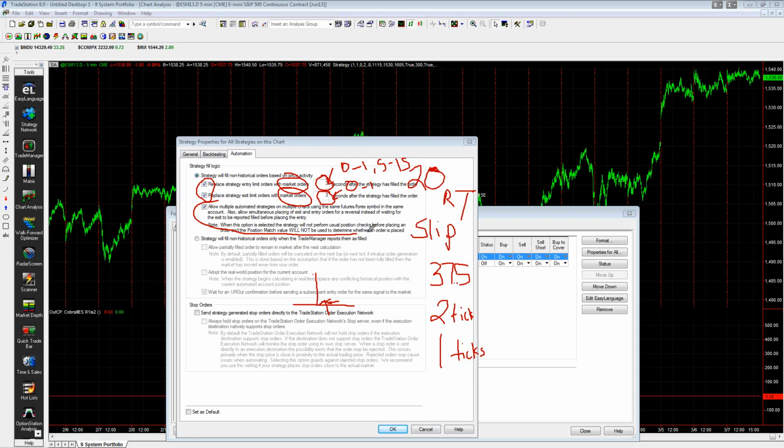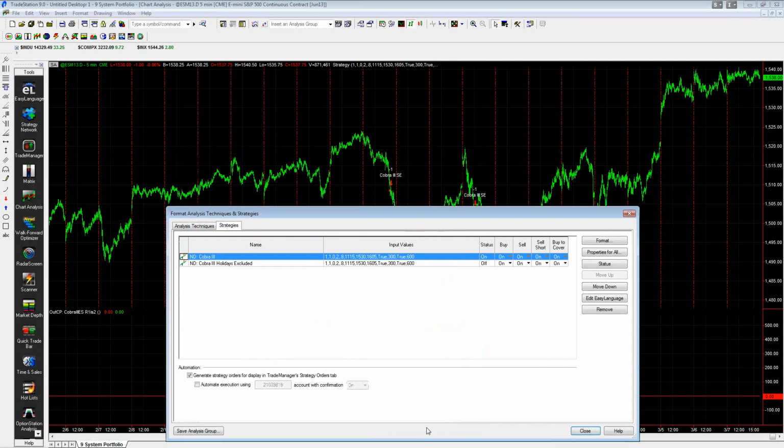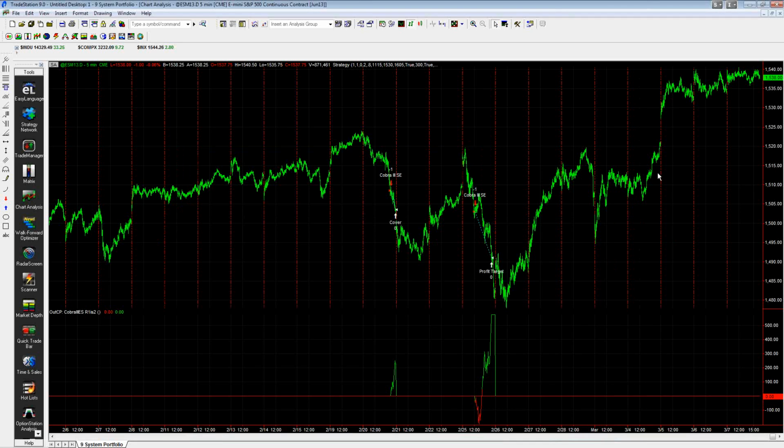You have to have this checked if you're going to automate more than one symbol, more than one of the same. If you have two E-mini S&P systems or two crude oil systems, you have to have this checked. It's going to give you an error. So make sure you check these three and then put in a number between 1 and 3 seconds. That is what I recommend for automation settings. So that covers how to set up automation.